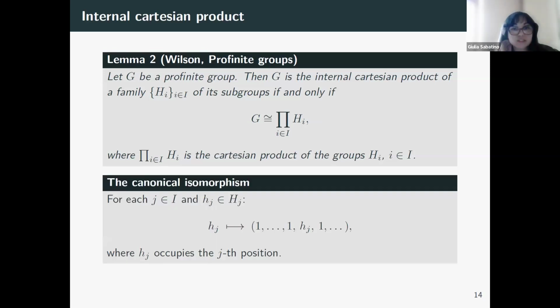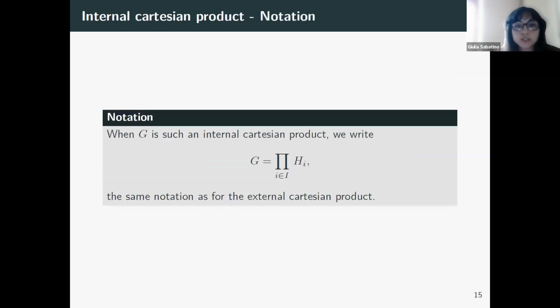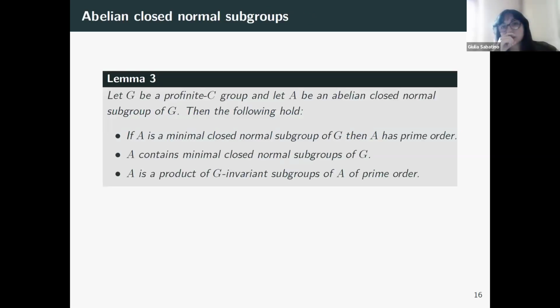Moreover, the isomorphism used to prove this result sends every H_j to the tuple which has H_j at the j-th position and 1 elsewhere. For this reason, we are going to use the same notation both for the internal Cartesian product and the usual one. Now we are in the position to find out how a profinite C group behaves, starting from its abelian closed normal subgroups. Why do we start from them?